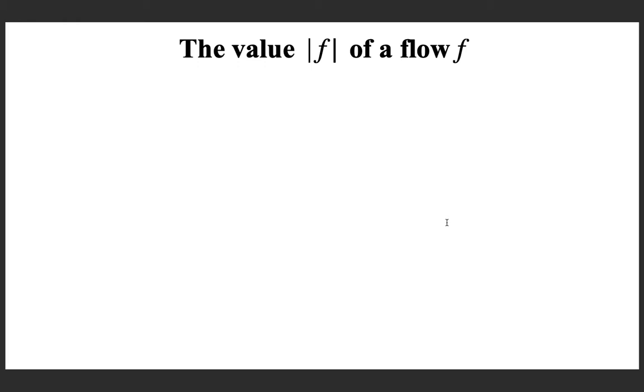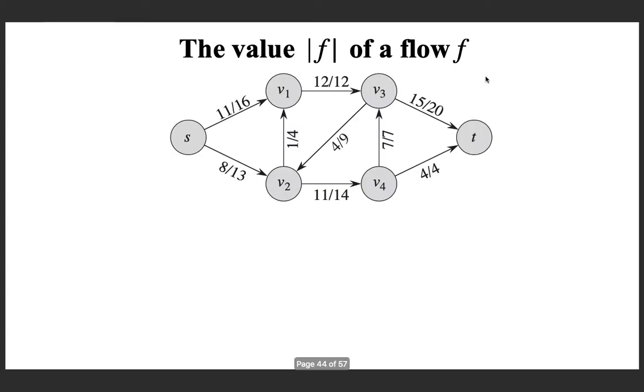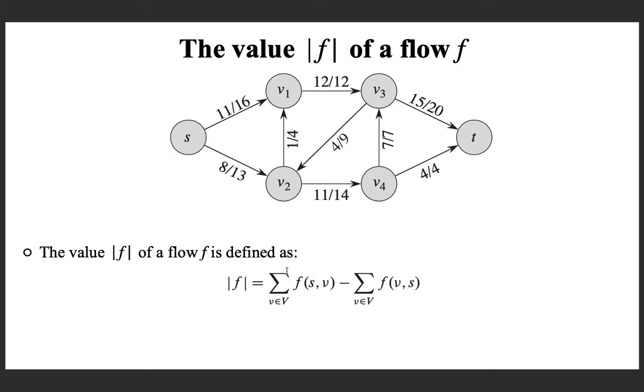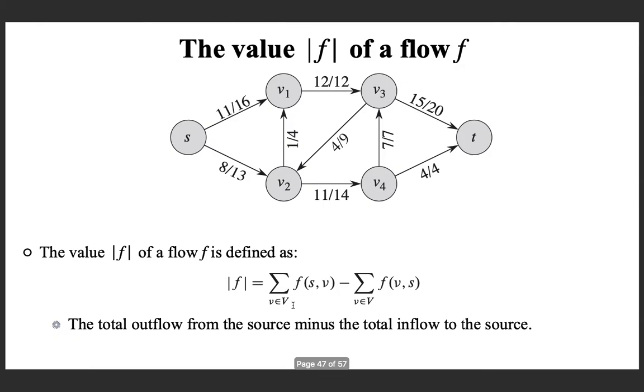Now we can see what is the value, represented as modulus f, for a given flow. Example, a flow is given, okay. Now the value of this flow, represented as this, is defined as the total outflow from the source vertex minus the total inflow to the source vertex. That must be 0 for all vertices other than source and sink, and the net flow is nothing but the total outflow from the source vertex minus the total inflow, if any, to the source vertex.